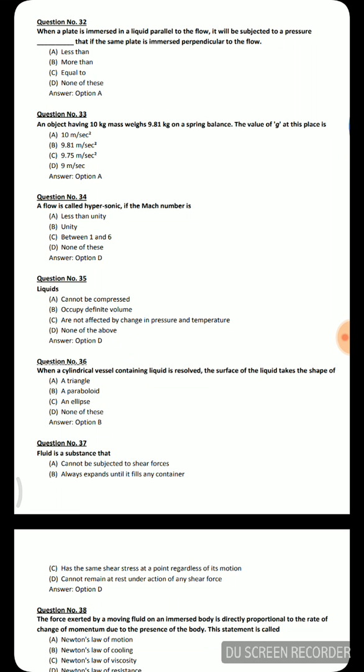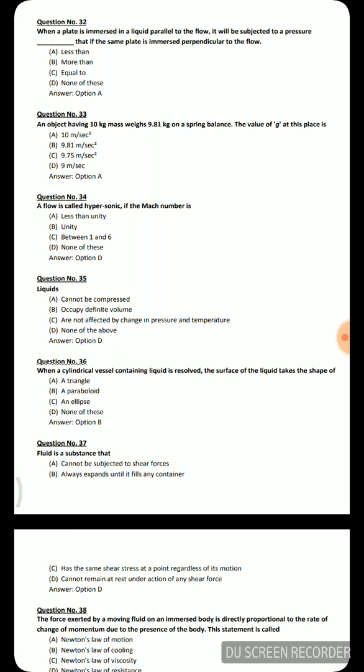Next question, when a plate is immersed in a liquid parallel to the flow, it will be subjected to a pressure less than the same plate immersed perpendicular to the flow. So correct answer is A. Actually, if it is immersed parallel to the flow, then the pressure will be 0, and pressure will only act if it is perpendicular to the flow. Okay, next question.